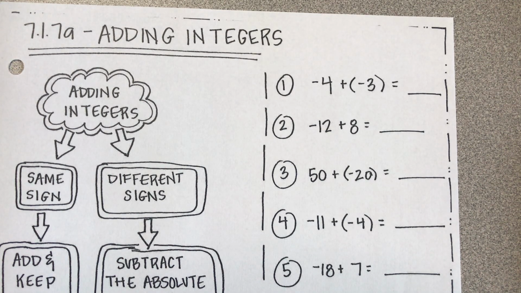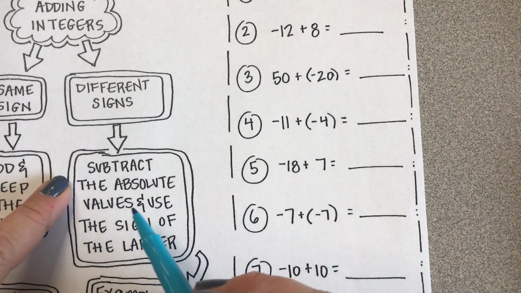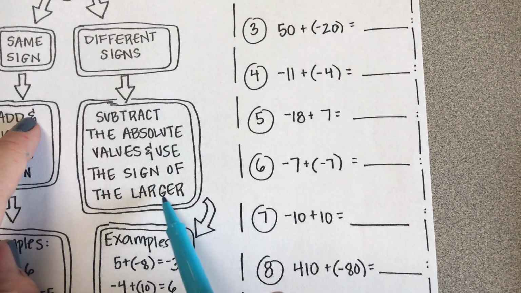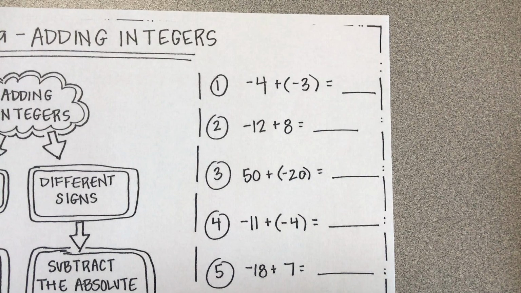Okay, so I even turned the song into a flow chart. Same sign, add and keep, different sign, subtract. Keep the sign of the bigger number, then you'll be exact. So let's look. Woo! Okay, I know that y'all were loving that.